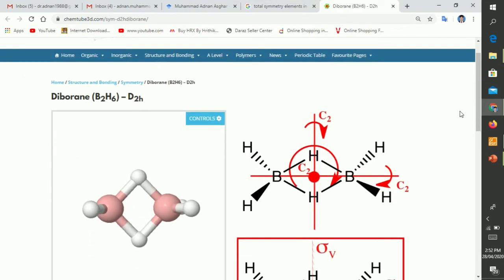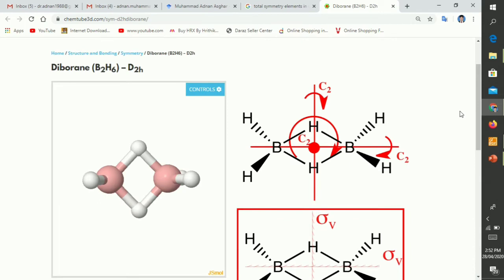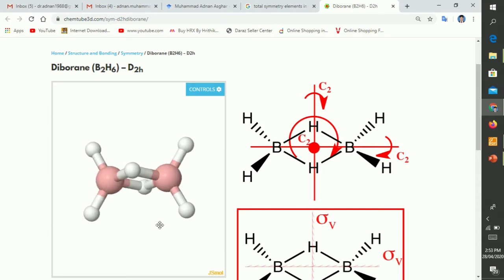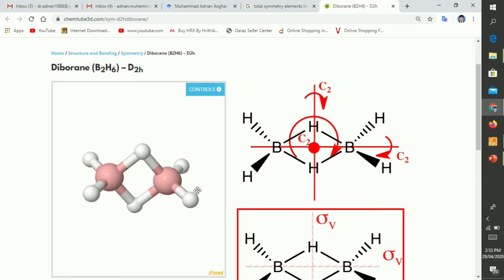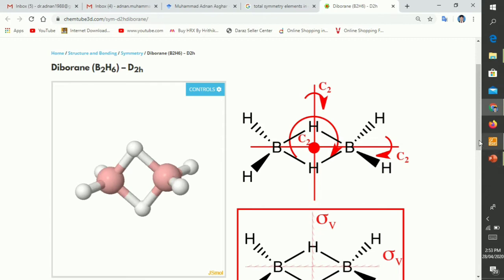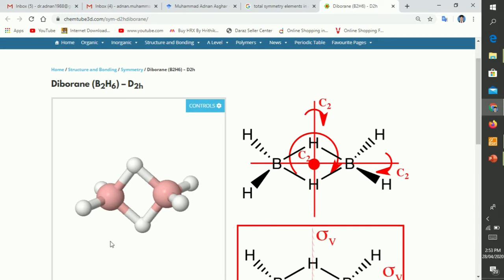And here we go. Actually this is run by University of Liverpool students, and they continuously upload the different structures of molecules. It will be quite helpful for us to understand the whole set of symmetry elements. So first is the C2 rotation. You can see there are three types of C2s present in this diborane. The first axis of rotation is this one.